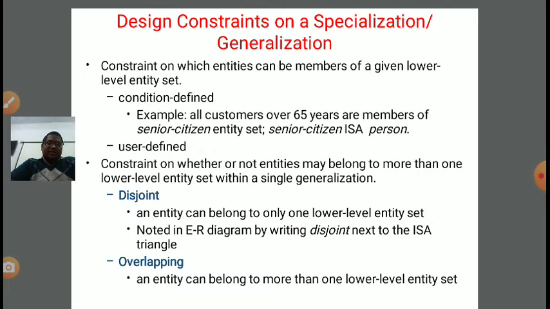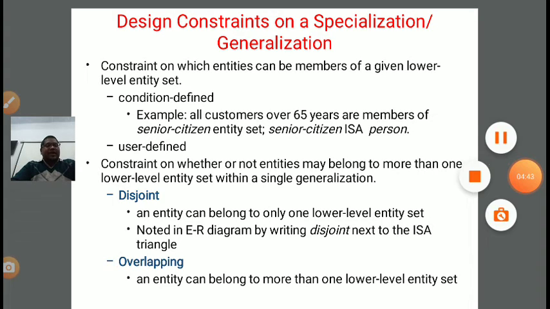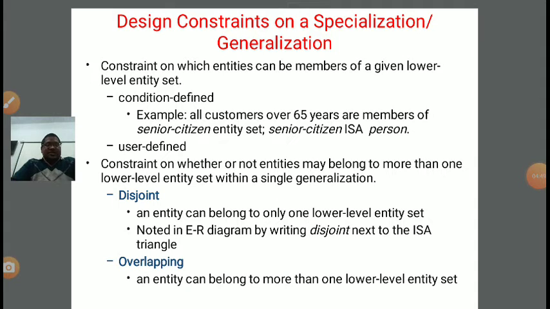There can also be a constraint on whether or not an entity may belong to more than one lower level entity set within a single generalization. Here, disjoint means an entity can belong to only one lower level entity set. We note it in the ER diagram by writing disjoint next to the ISA triangle, right? Similarly, overlapping means an entity can belong to more than one lower level entity set, then we say it is an overlapping constraint.